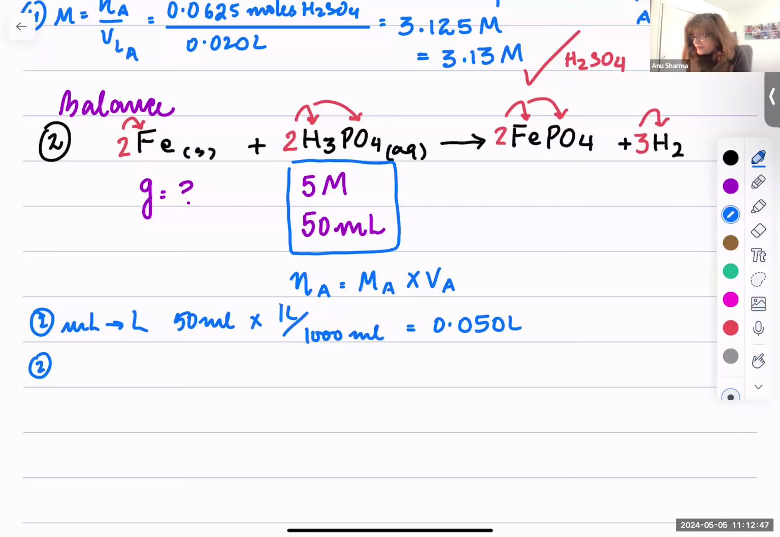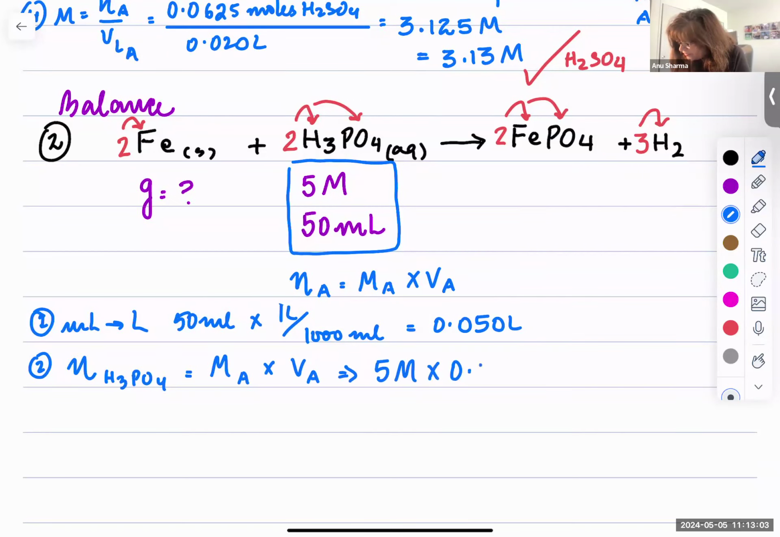Second thing is the moles of H3PO4 is equal to molarity of the acid times the volume of the acid, and that gives you molarity is 5 M times the volume is 0.050 liters. So let's do this. 5 times 0.050, and that gives you 0.25 moles. Okay, and these are the moles of H3PO4.